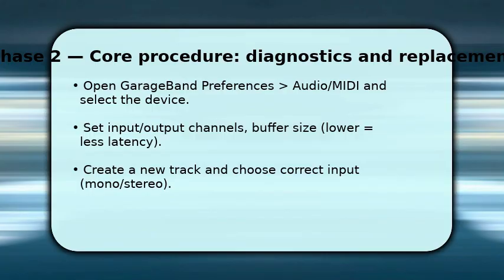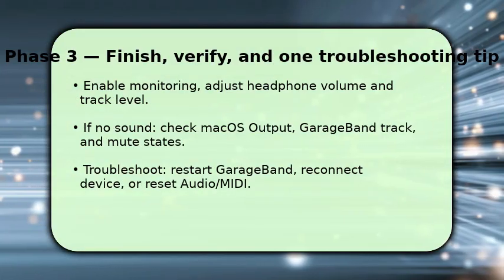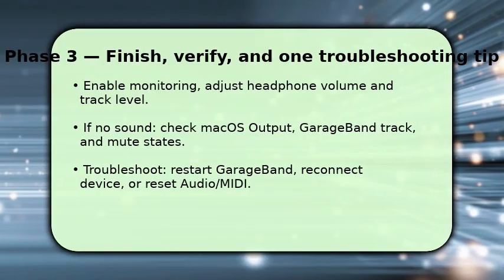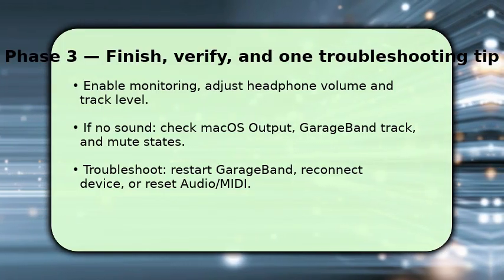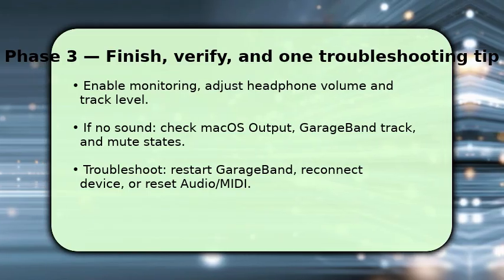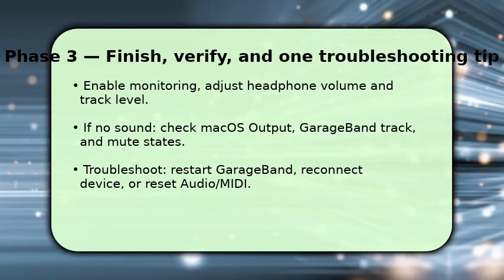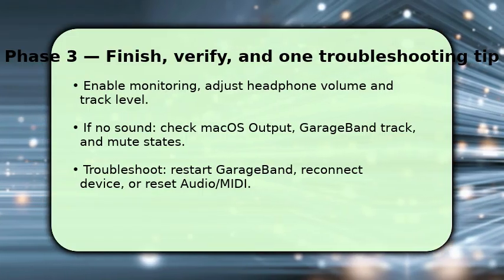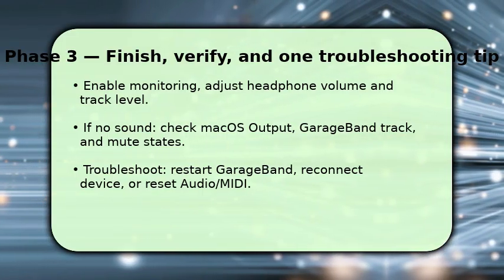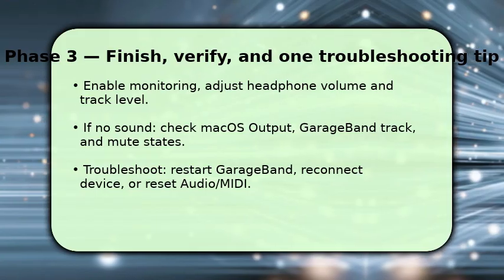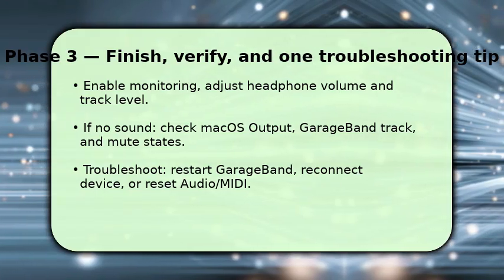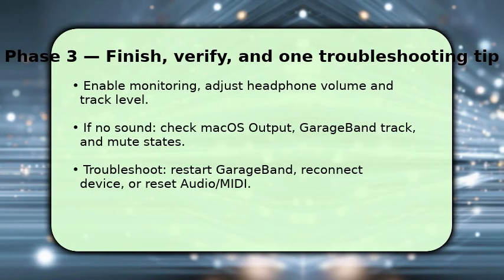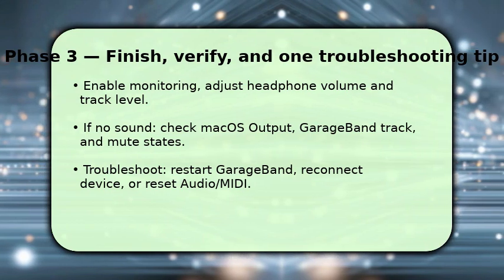Finish by doing quick checks so you don't lose time. Enable the track's monitoring and hit play to confirm sound in your headphones, then balance headphone volume and track faders. If you hear no audio, check macOS output selection, GarageBand master volume, and mutes. This fixes most issues immediately. If problems persist, restart GarageBand, unplug and reconnect the device, and, if needed, open Audio MIDI Setup to confirm sample rate and channel mapping. Resetting those values often resolves it.